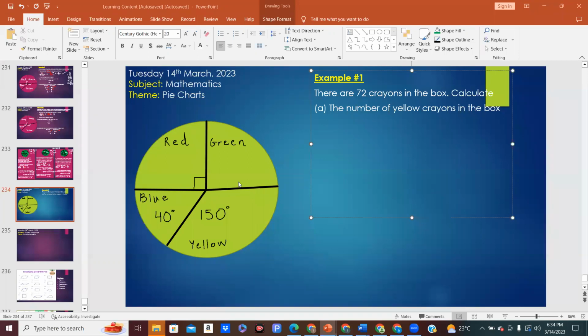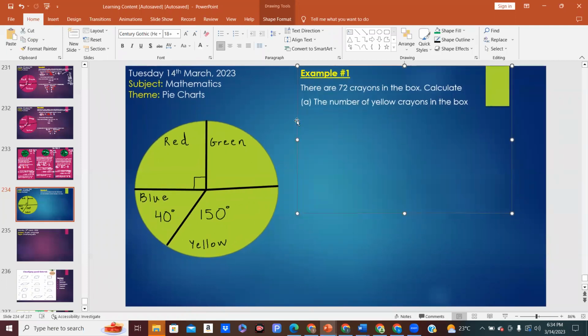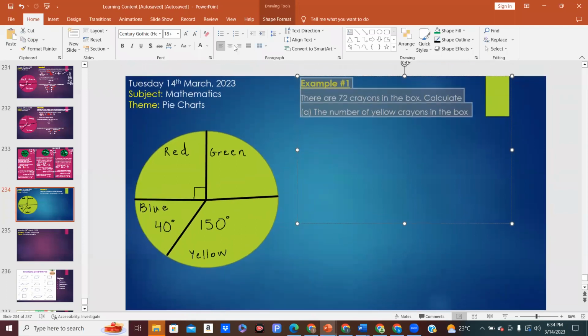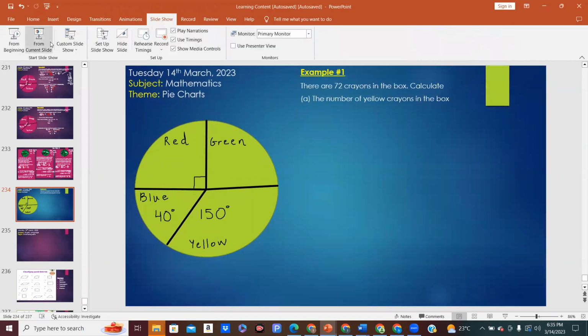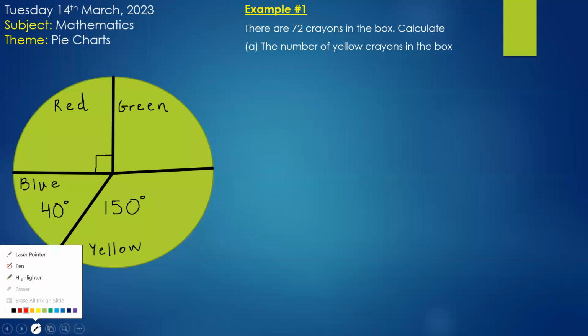Okay. So to figure out the number of crayons for yellow, all we have to do is express yellow as a fraction of the degrees that it's in. Basically we have to express yellow in fraction form. And so how do we do that?